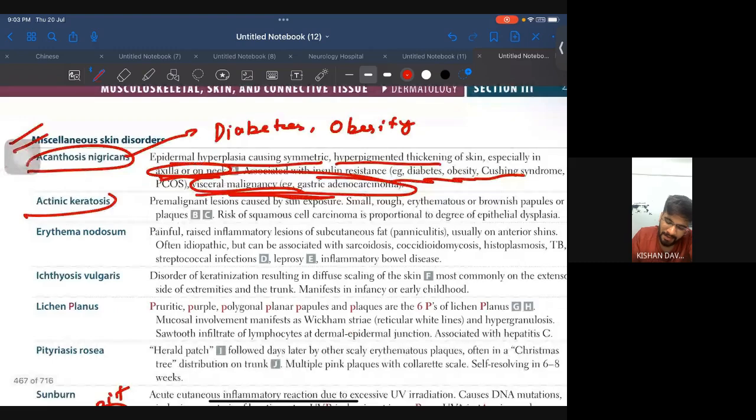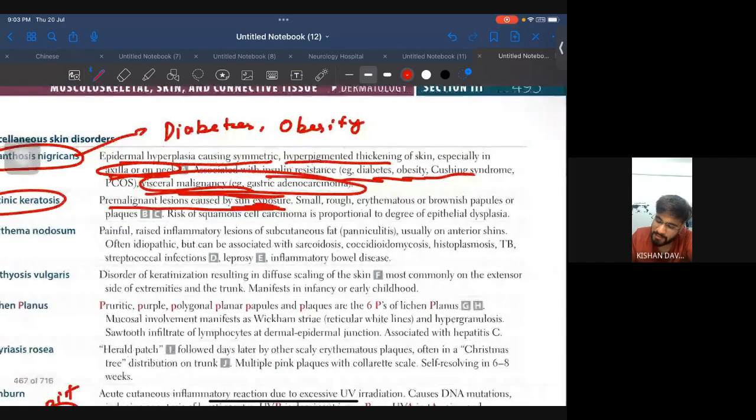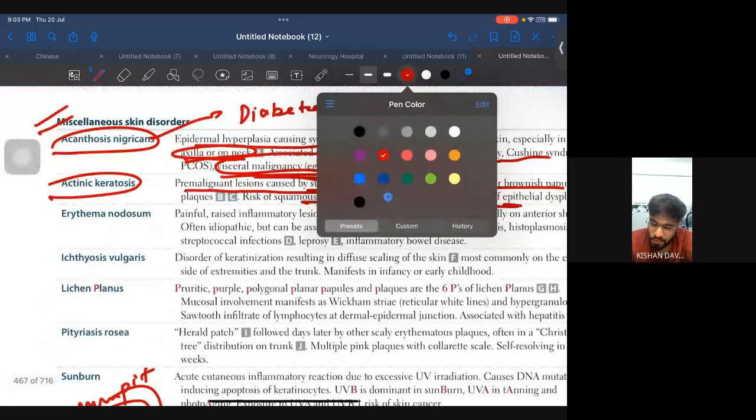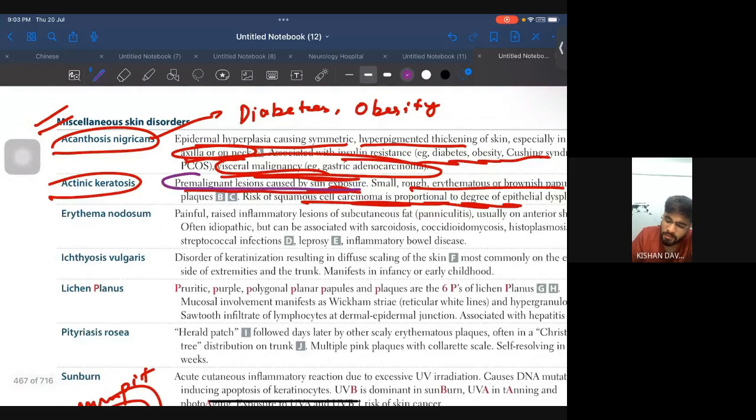Coming to actinic keratosis, pre-malignant lesions caused by sun exposure, small rough erythematous brownish papules or plaques. Risk of squamous cell carcinoma is proportional to the degree of epithelial dysplasia. Now, one important point over here: pre-malignant lesions caused by sun exposure. Okay, so how will the question come to you? I'll write it down.